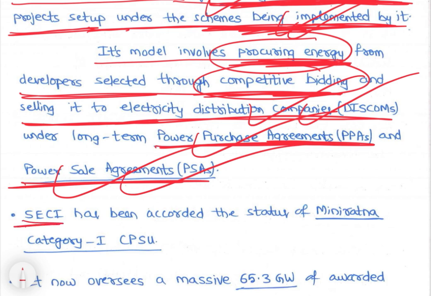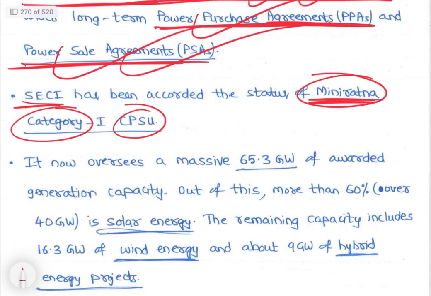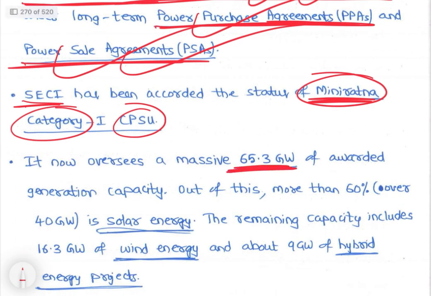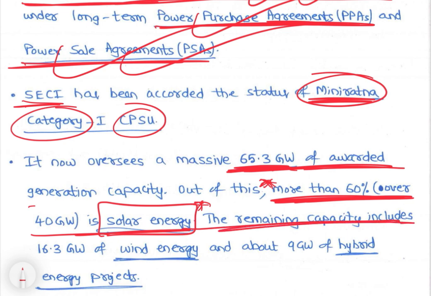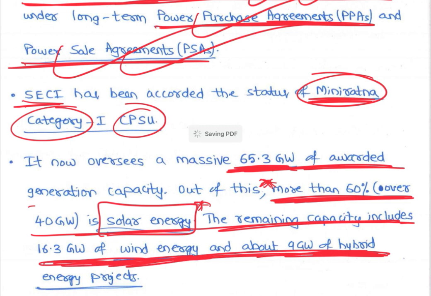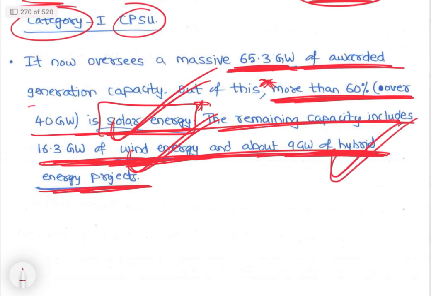So SECI has been accorded the status of Mini Ratna Category 1 CPSU. Then it now oversees a massive 65 gigawatts of awarded generation capacity. Out of this, more than 60% is solar energy, and the remaining capacity includes 16.3 gigawatts of wind energy and about 9 gigawatts of hybrid energy projects. So we need to remember that it deals in solar energy, wind energy, and hybrid energy as well.